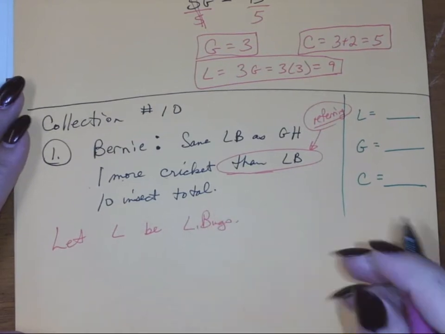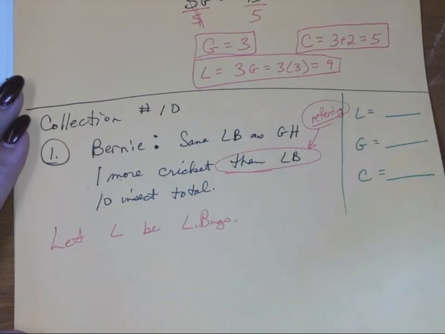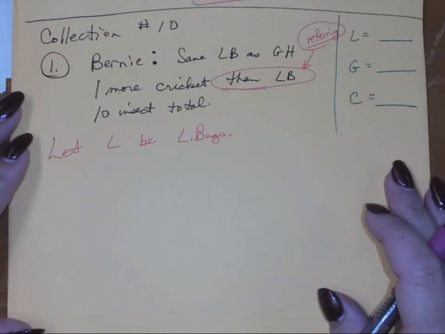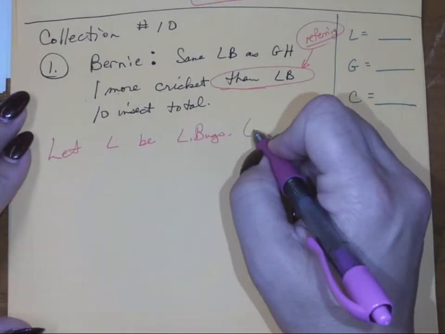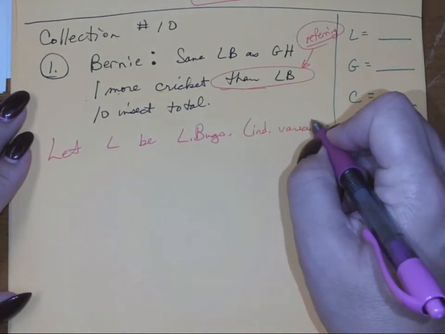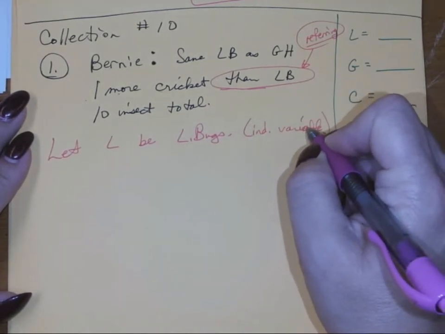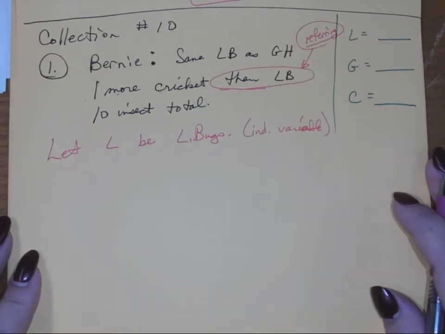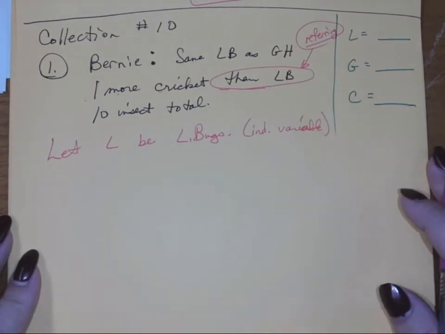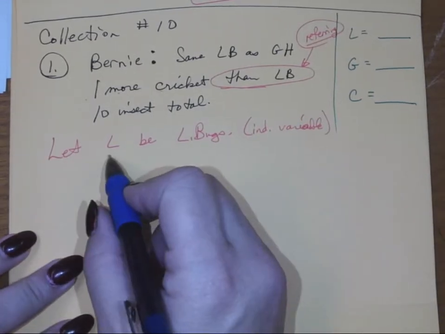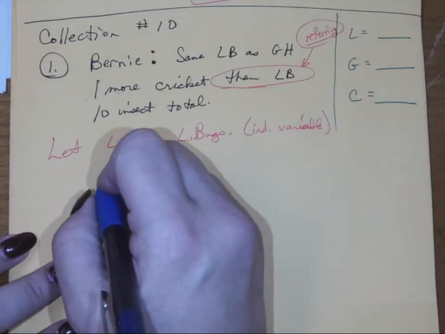Okay, and at some point you're going to have to give me that statement that tells me which variable you are using as your independent variable. So this is my independent variable, meaning whatever happens to ladybugs will help me determine what's going on with the others. The others depend on what happens with the ladybugs. All right, so I'm letting L be the ladybugs, which is my independent variable.